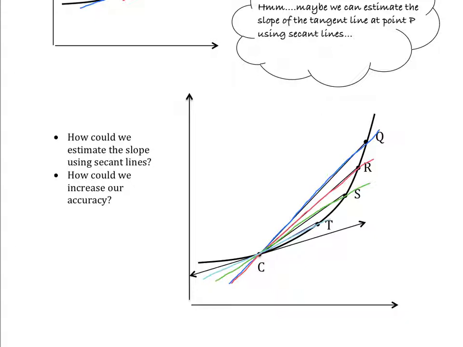You may now recognize this as a limit. So essentially, we're saying that as the distance between our point and C gets to 0, we can find the slope of a tangent line. So we'll look at that a little more on this next page.